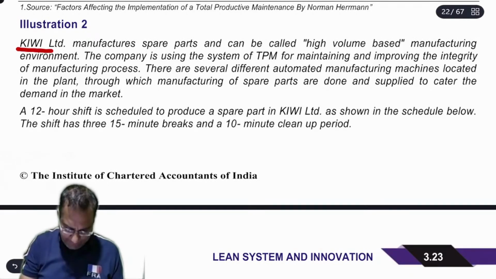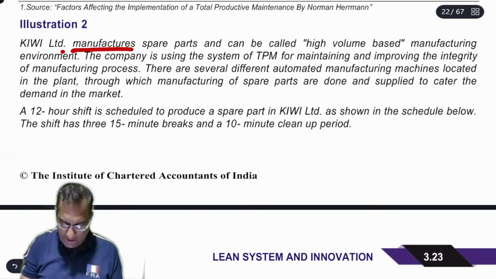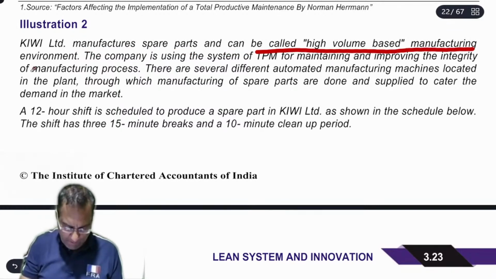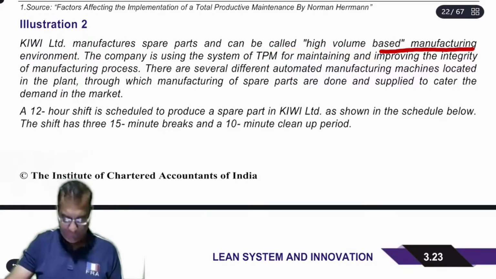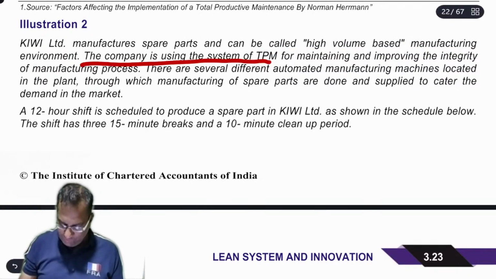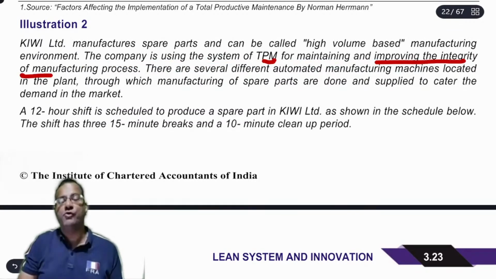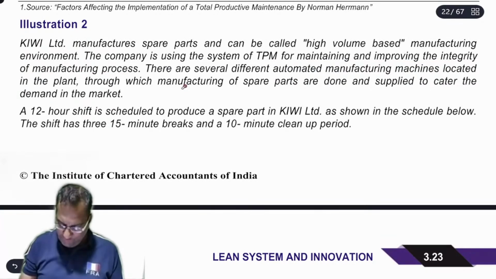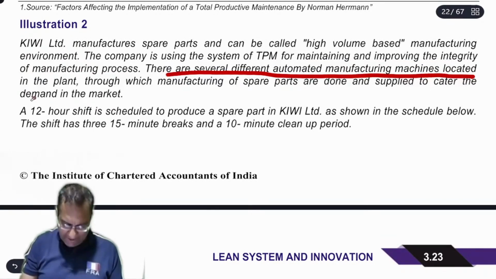Kiwi Limited manufacture spare parts and can be called high volume based manufacturing environment. The company is using the system of TPM for maintaining and improving the integrity of manufacturing process. There are several different automated manufacturing machines located in the plant.